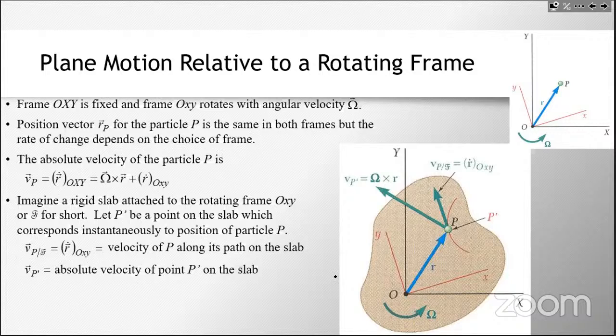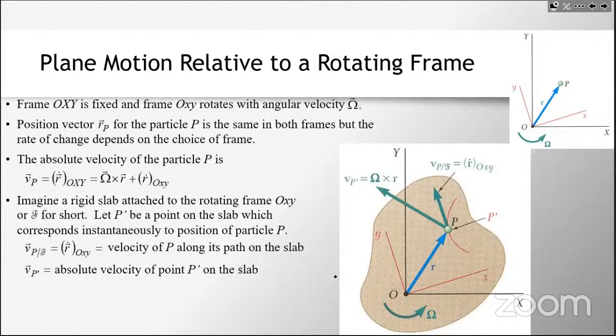Okay. So we're gonna talk about this on the slab now. So if we have this rigid slab, it's attached to a rotating frame, right? So the slab is rotating, and that XY, right? This red frame is describing the rotation of our actual object, our actual slab. We're going to call frame OXY, we're going to call it that script F for short. So whenever you see that in the book, they're talking about this guy. They're talking about a rotating frame.